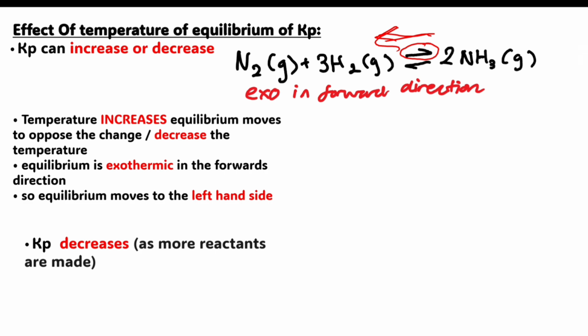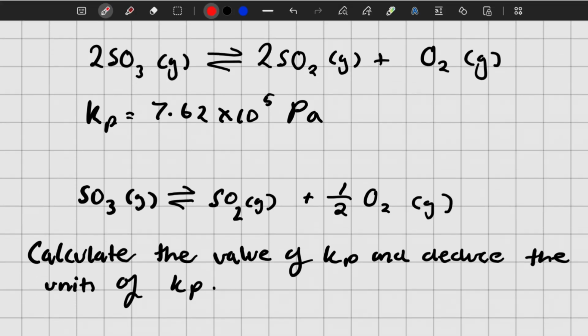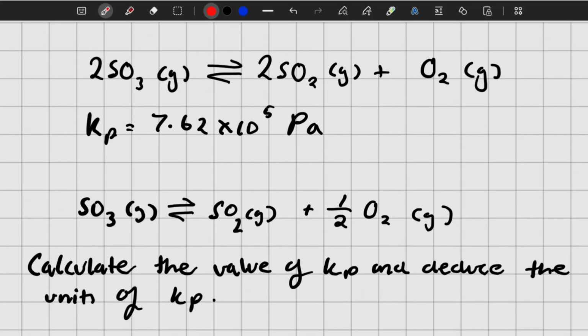So now let's get on to some exam questions, and I'm going to show you what you need to know for that A star. This is from an exam question, by the way. They give us this equation: 2 moles of sulfur trioxide into 2 moles of sulfur dioxide plus oxygen, and then they give us the Kp value for that equilibrium. Then they give us another equation: 1 mole of sulfur trioxide into 1 mole of sulfur dioxide plus half a mole of oxygen. It says calculate the value of Kp and deduce the units of Kp.